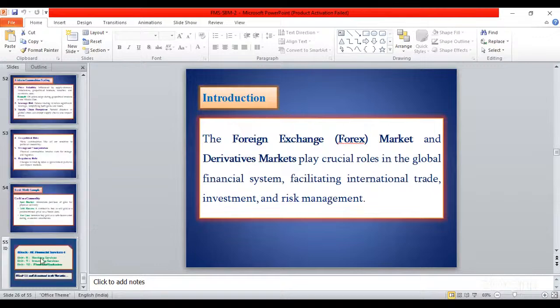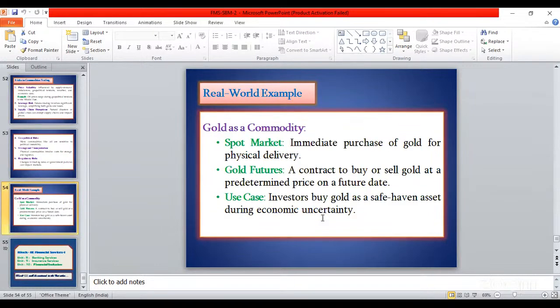And the last point is a real world example: gold as a commodity. The spot market is the immediate purchase of gold for physical delivery. This is one example. And gold futures are a contract to buy or sell gold at a predetermined price on a future date. The use case is that investors buy gold as a safe haven asset during economic uncertainty. This is a real example in the derivatives market, because the contract involves buying and selling gold at a predetermined price on future dates.